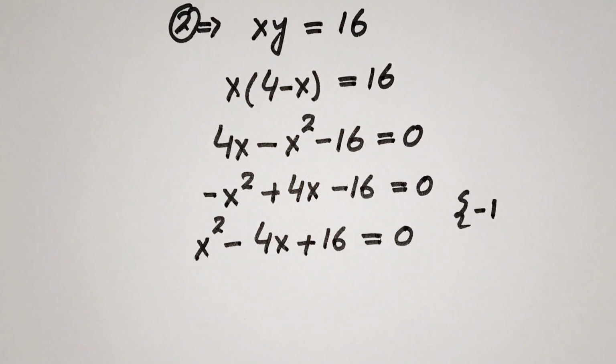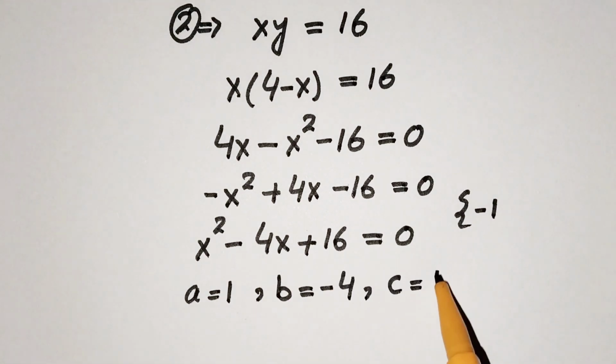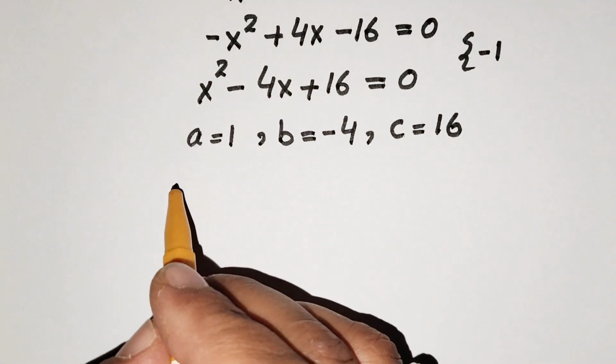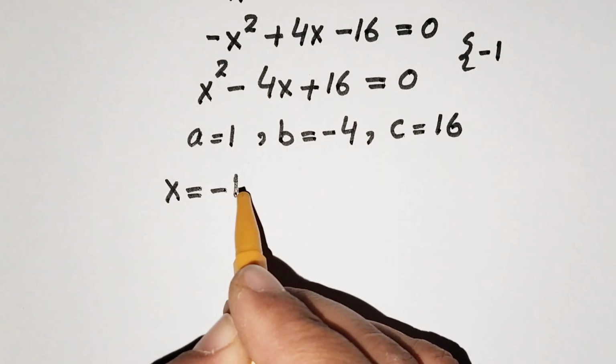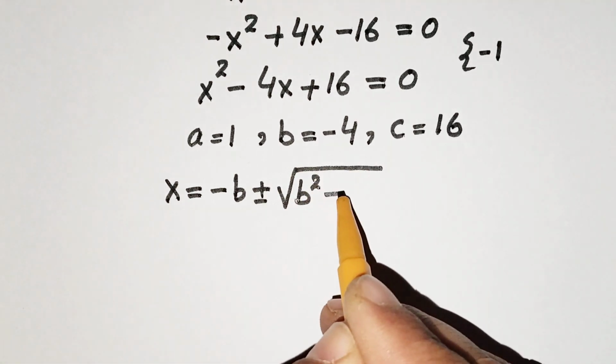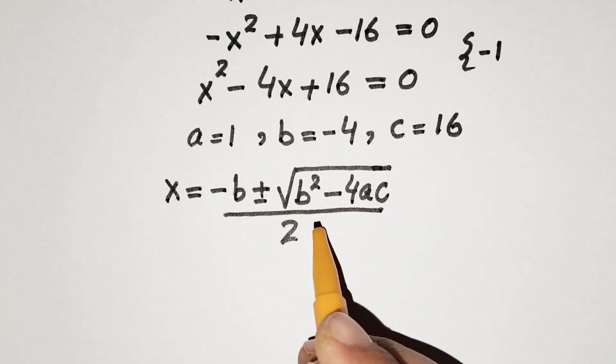So here we see that the value of a is equal to 1 because the coefficient of x squared is 1, the value of b is minus 4, and c is equal to 16. Now using the quadratic formula, x is equal to minus b plus minus square root of b squared minus 4 times a times c, all over 2 times a.